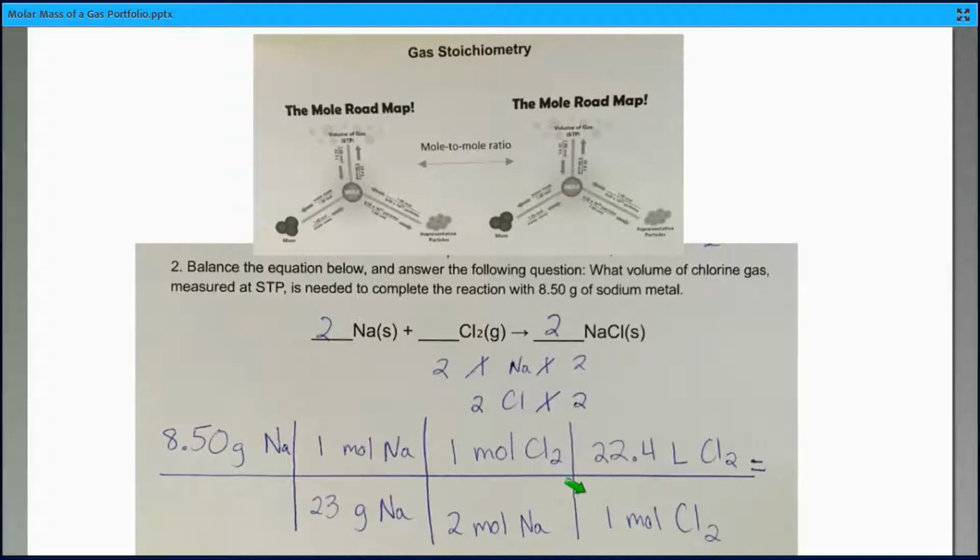Now plug this into your calculator. Take the mass you're given, divided by molar mass, divided by 2 moles, times 22.4 liters. Pause the video, plug this into your calculator, and let's check our answer.